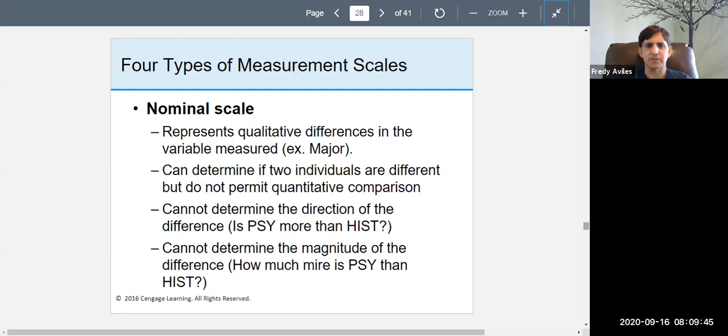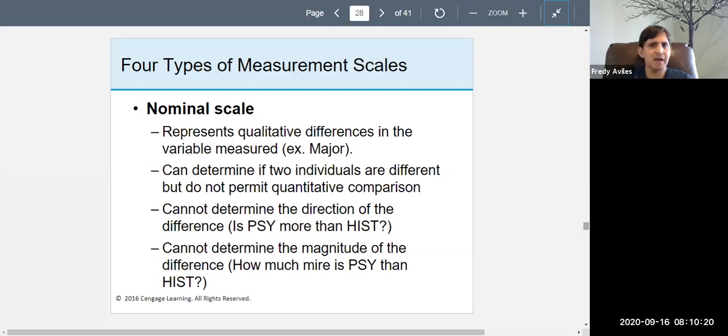What can you do with a nominal scale? Well, you can determine if two individuals are different. You can determine, for instance, if a psych major is different than an English major, and they are, right? You know that they're different labels. But you can't really compare them. You cannot really determine, let's say, how much more psychology is than history, or how much more history is than English. That doesn't make any sense. So with nominal scales, all you do is assign people, or have them assign themselves, to different categories, and you know that they are different in that way, according to those labels.